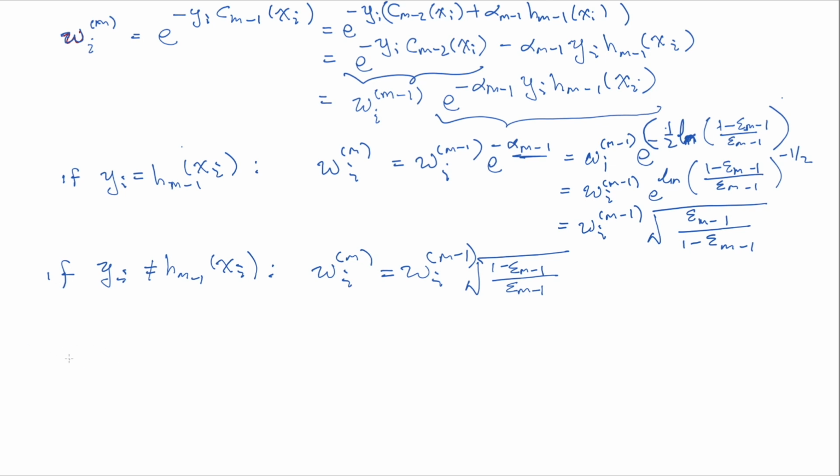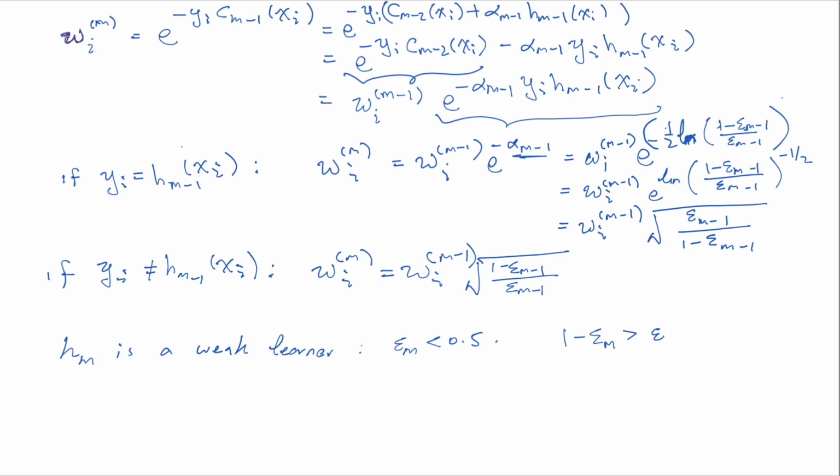So how do we make sense of these weights? Well, remember, h_m is a weak learner, which means that the error rate it achieves is always going to be less than 0.5, right? Because a weak learner is just slightly better than guessing, meaning that the error rate always has to be at least slightly less than 0.5, which means that 1 minus epsilon is always going to be greater than epsilon.